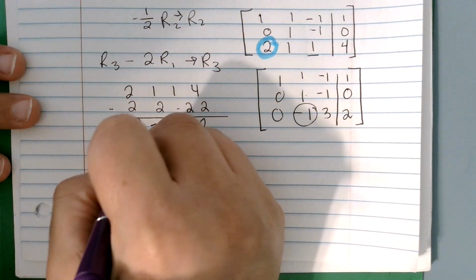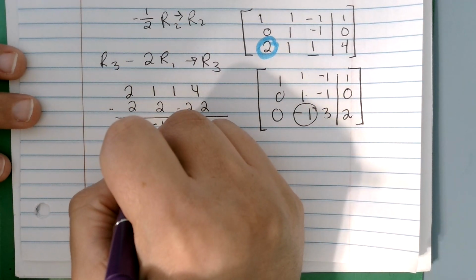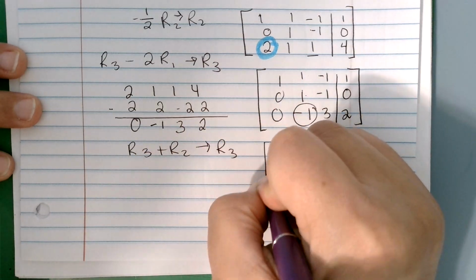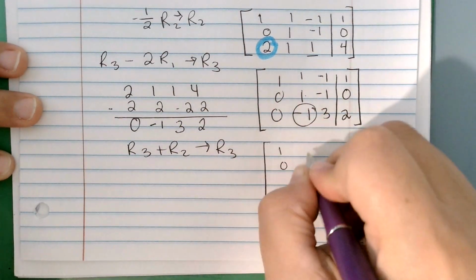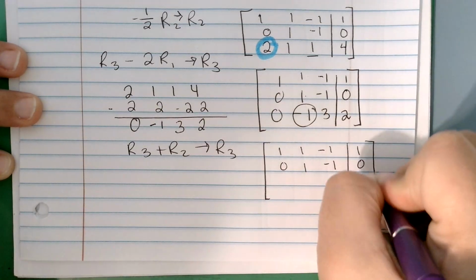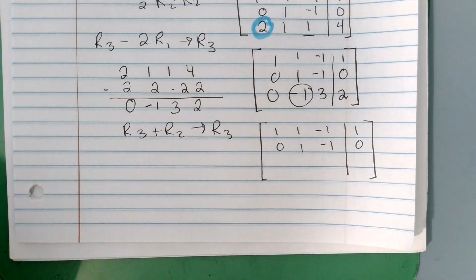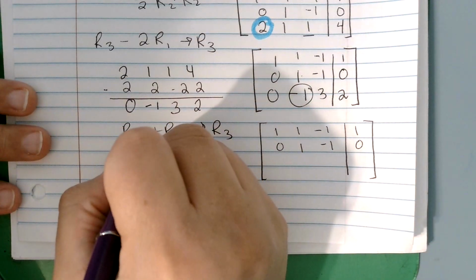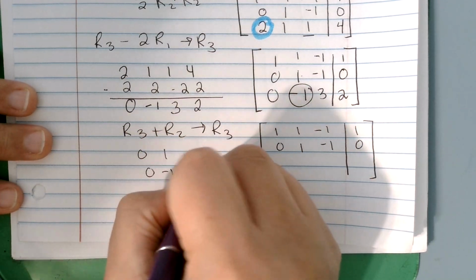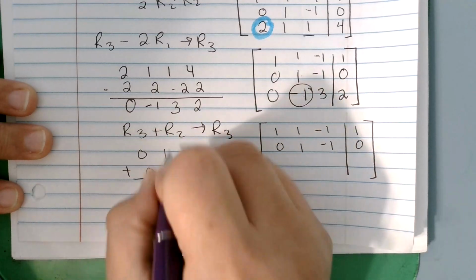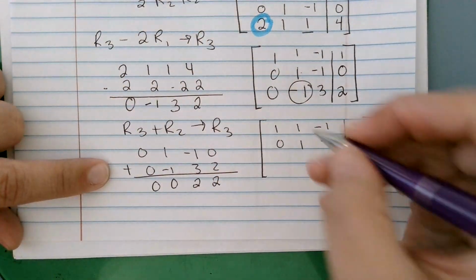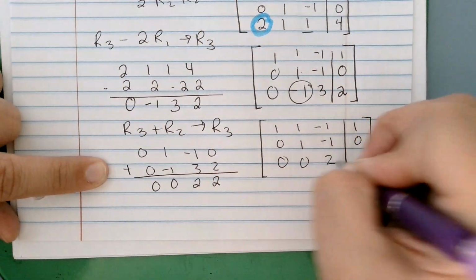So I'm going to do row 3 plus row 2 and replace row 3. Even though I'm adding it, row 2 is not changing, so I'm going to copy row 1 and row 2 down just so I remember that. Only changing row 3. Okay, so I'm just going to stack them up. We have 0, 1, negative 1, 0, and 0, 0, 2, 2. Here we go. Looks perfect. That's what I'm looking for. Okay, we're so close. I can see it. Can you see it?